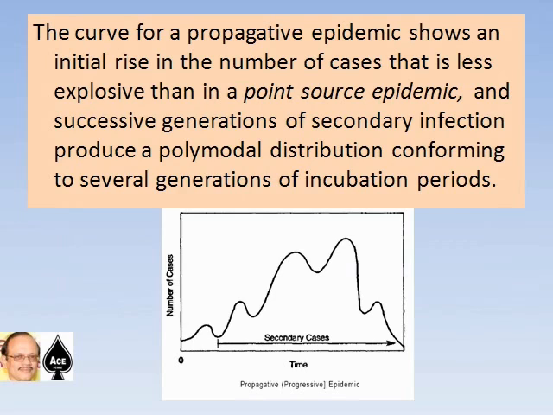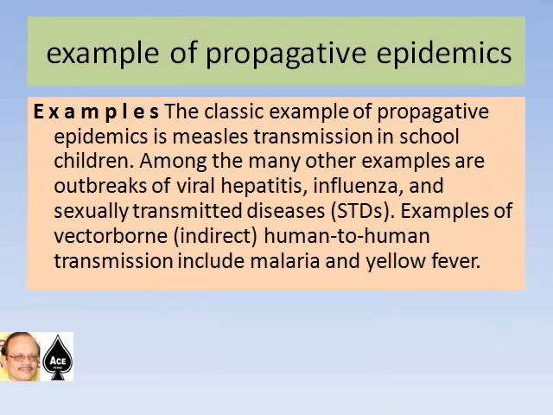The curve for the propagative epidemic shows an initial rise in the number of cases that is less explosive than in a point source epidemic, and successive generations of secondary infections produce a polymodal distribution conforming to several generations of incubation period. The figure shows number of cases on the vertical axis, time on the horizontal axis, and the propagative or progressive epidemic is shown by different peaks, which rise in the early phase and then come down in the later part of the time.